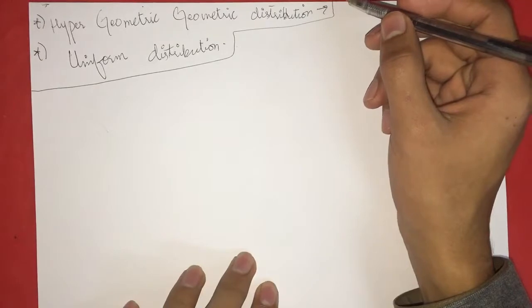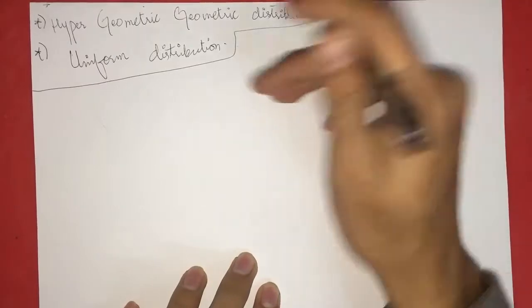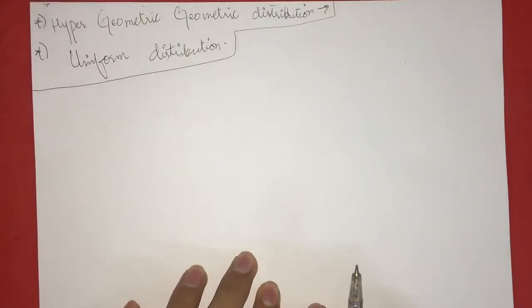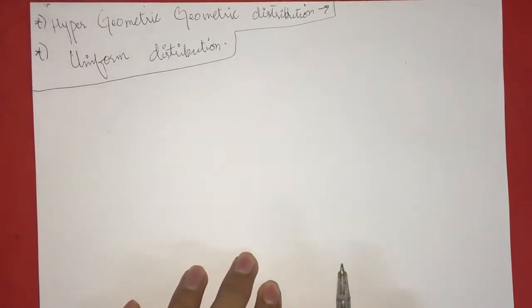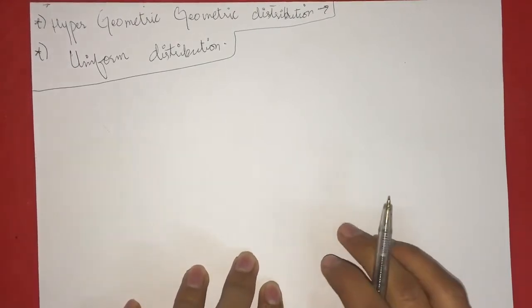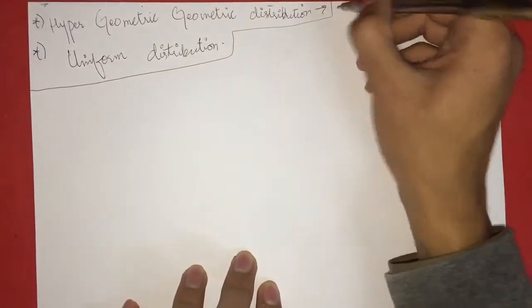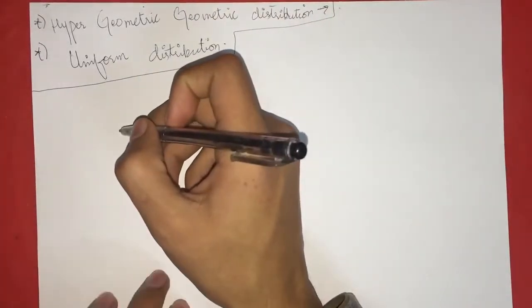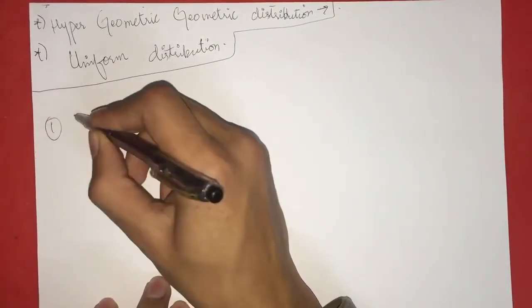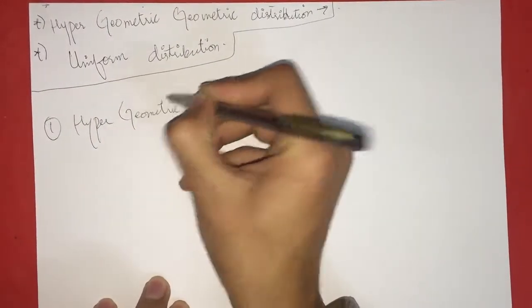sampling distribution of mean, and how we take samples, statistics from samples, and then we calculate the distributions of those statistics in order to get some inference about the population. So we are going to do that tomorrow, inshallah. So today, let's first start with our hypergeometric distribution. So first topic is hypergeometric distribution.